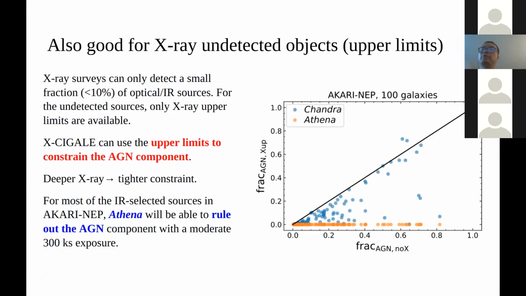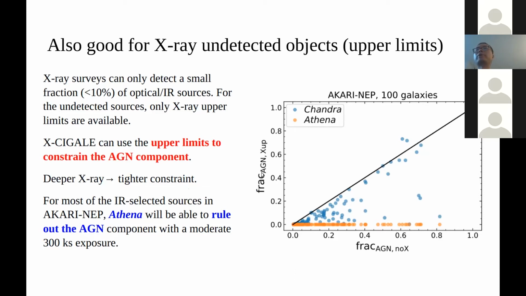But for most of the optical infrared sources, X-ray surveys cannot detect them. In fact, only a few percent of the optical infrared sources can be detected in X-ray surveys, and for the rest of the sources, there is only an upper limit available. But fortunately, X-CIGALE allows upper limit analysis to constrain the AGN component. This means that if you have a deeper X-ray survey, you will have a tighter constraint.